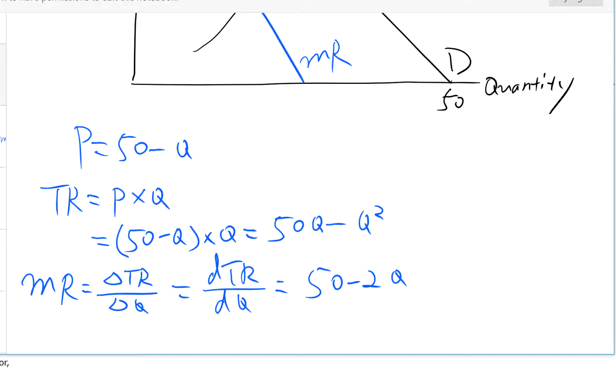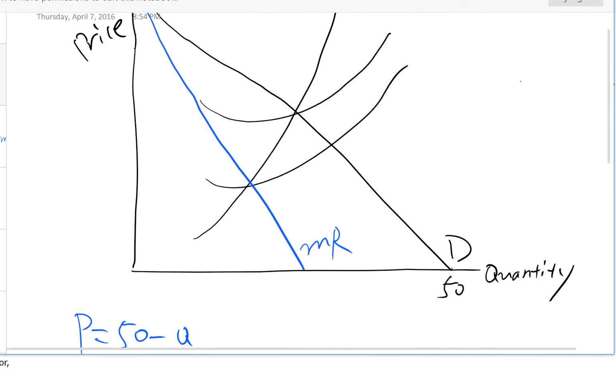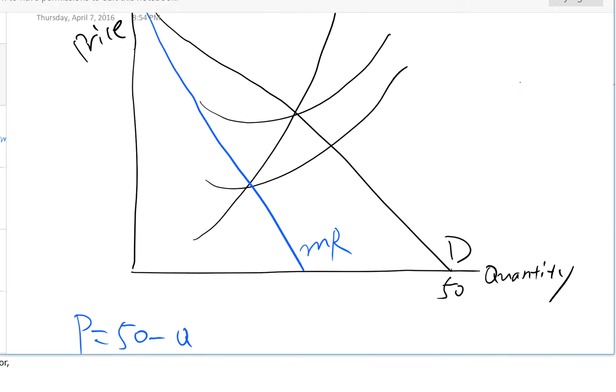So if you want to graph your marginal revenue function precisely, it's just going to be the function of price equals 50 minus 2Q. This line will give you your marginal revenue function. And then on the graph over here, the intersection for it will be at 25.